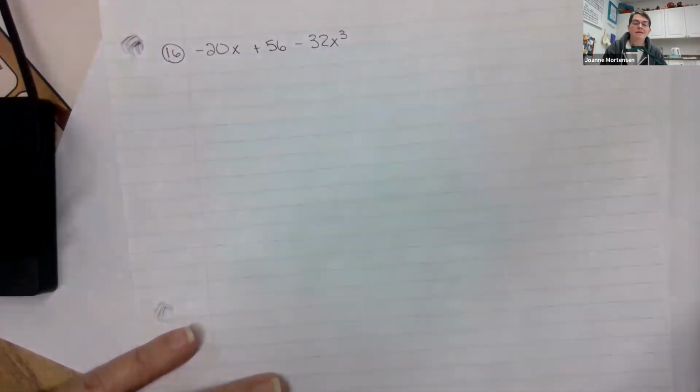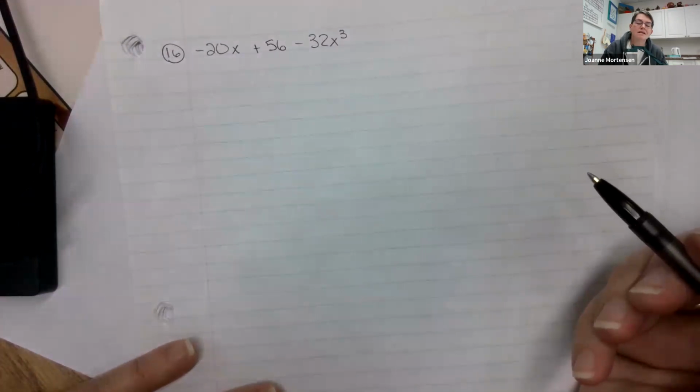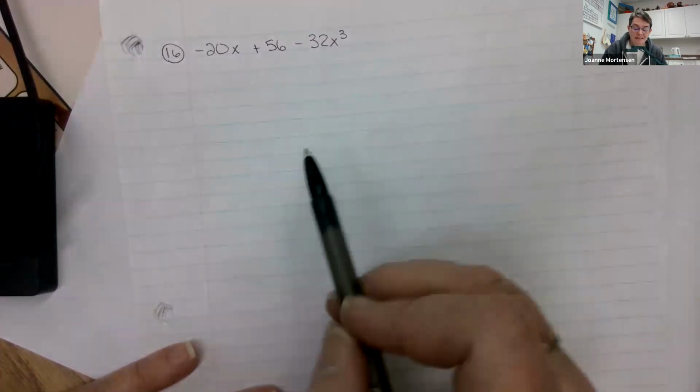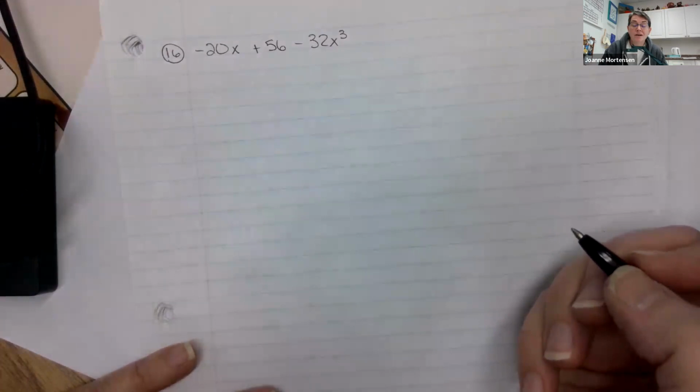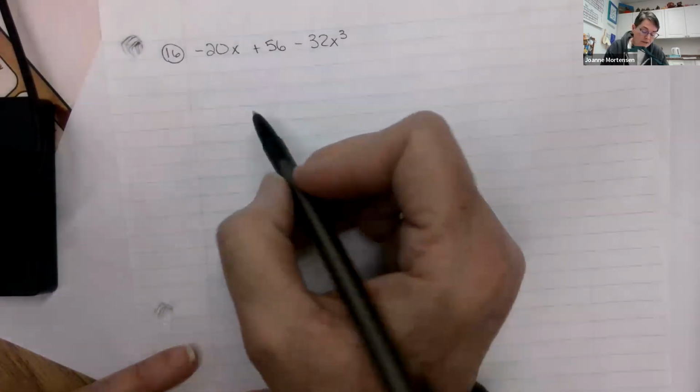Let's do this one. This is number 16 from that worksheet. Minus 20x plus 56 minus 32x cubed. They are sneaky. Notice that 56 doesn't have an x on it. I call them sneaky because it's not in descending order like you normally write stuff, but no biggie.